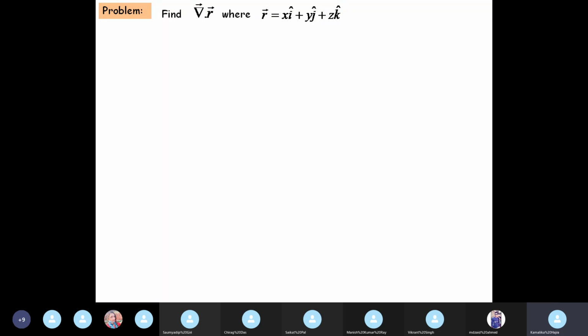Okay, so similarly you can find divergence of R. Very simple. x i cap, y j cap, z k cap. Can you quickly tell me what is the result? Divergence of R, what will be the result? Just use the formula. Yes? Ma'am, 3. Yes, 3. 1 plus 1 plus 1. Del x by del x plus del y by del y plus del z by del z. 1 plus 1 plus 1, 3. Simple as that. Okay?